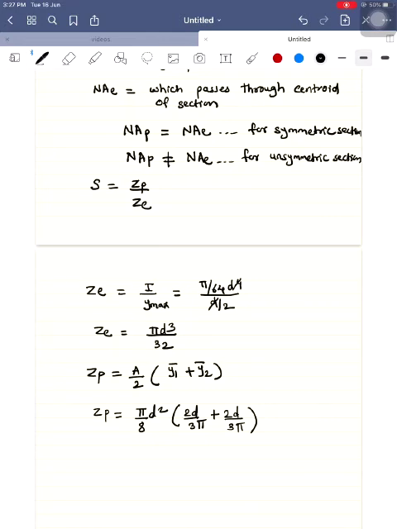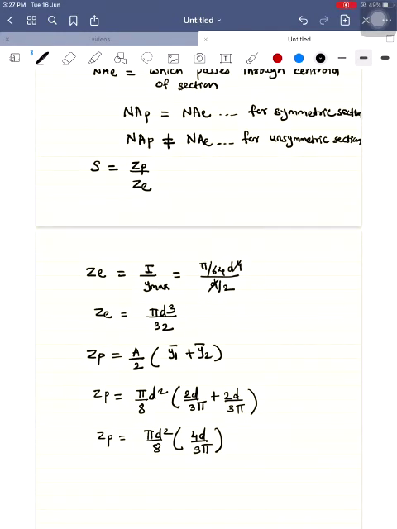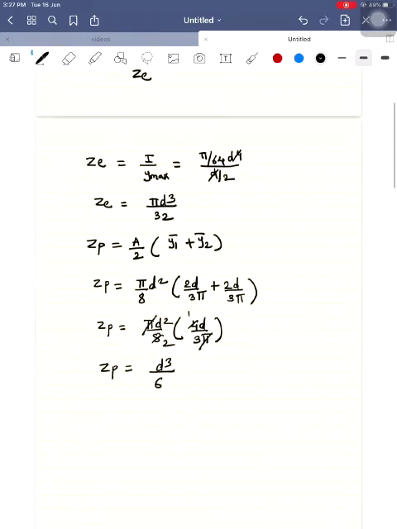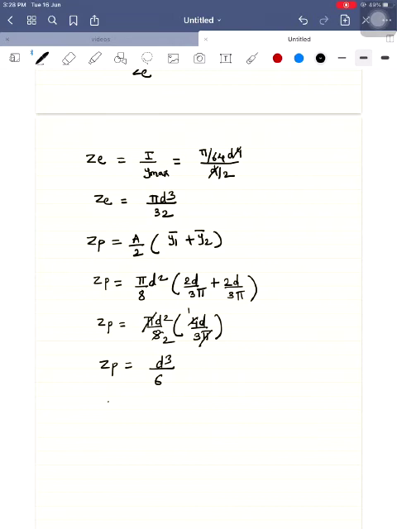Simplify this equation. Zp is equal to pi d square by 8 into 4d upon 3 pi. This pi and this pi will get cancelled. What is Zp? Zp is equal to d cube upon 6. Now we can find shape factor.